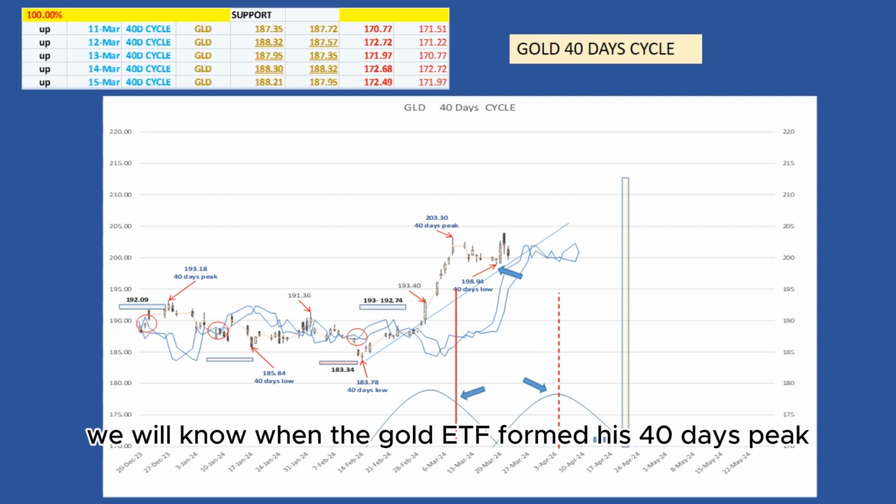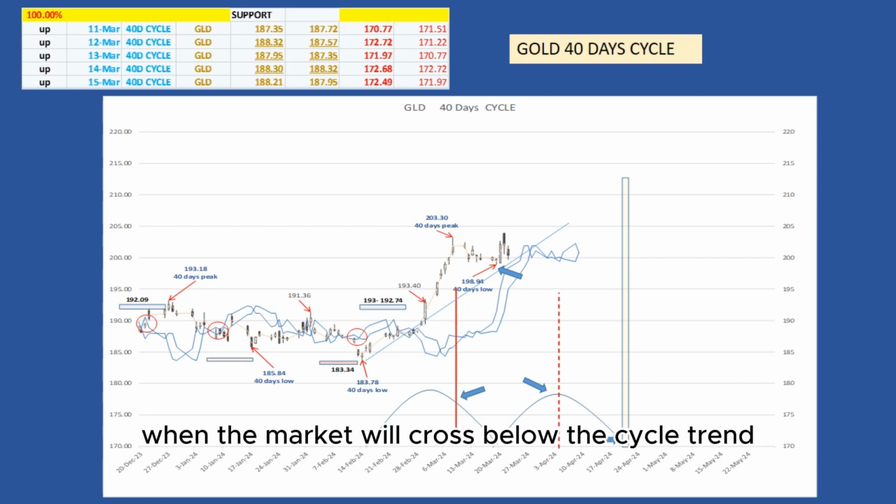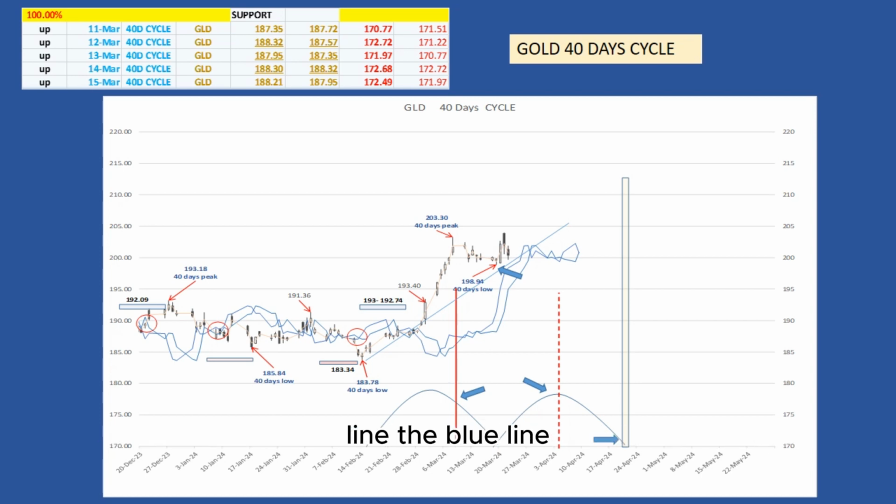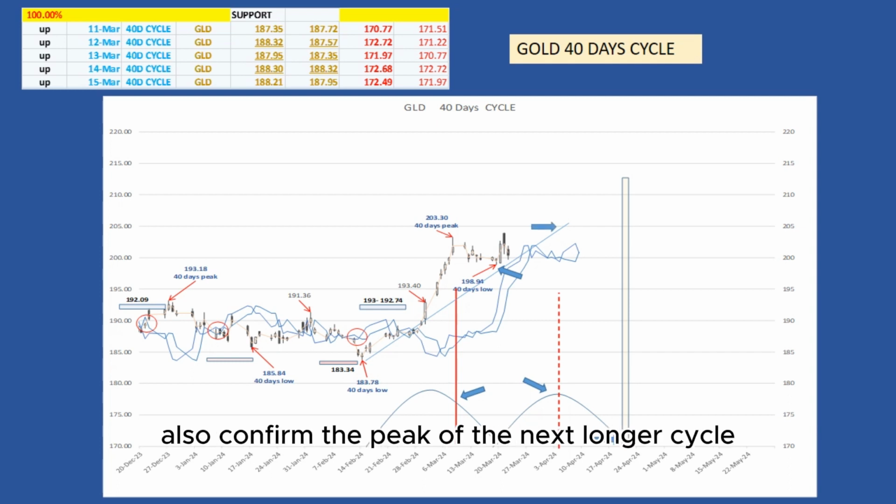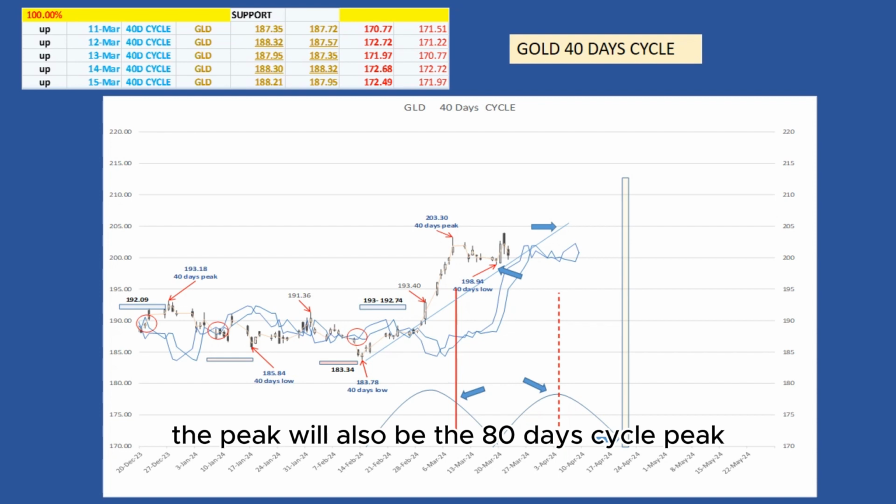For now it's still too early to estimate where the cycle lines will be at that time. We will know when the gold ETF has formed his 40 days peak, when the market will cross below the cycle trend line, the blue line. Since the crossing of the trend line also confirms the peak of the next longer cycle, the peak will also be the 80 days cycle peak.